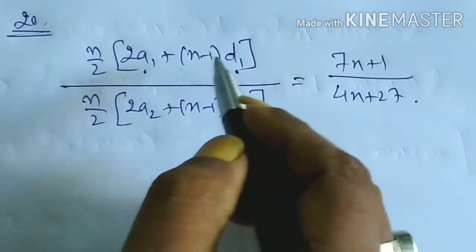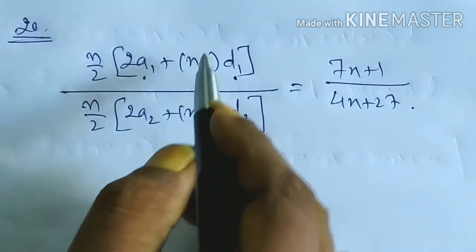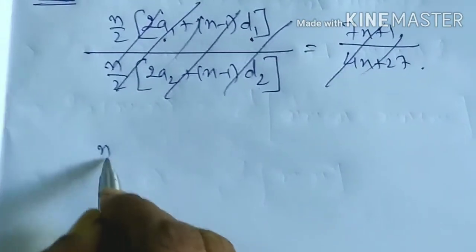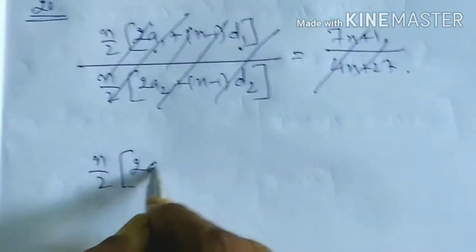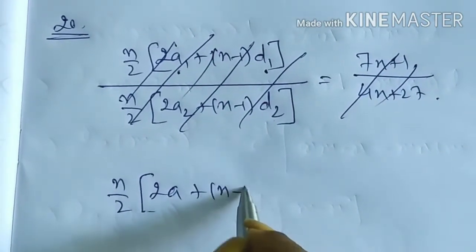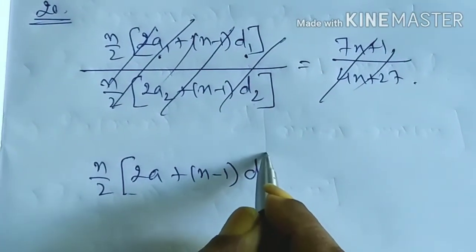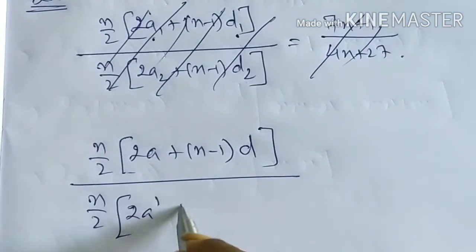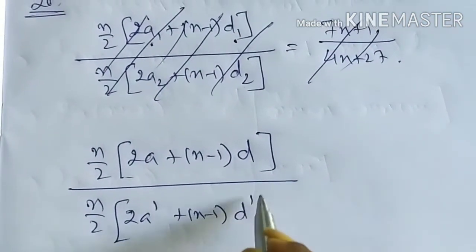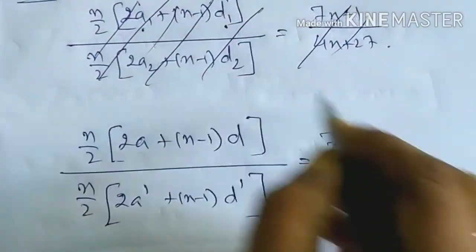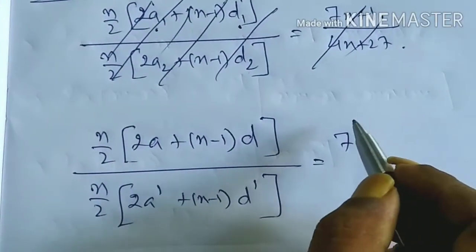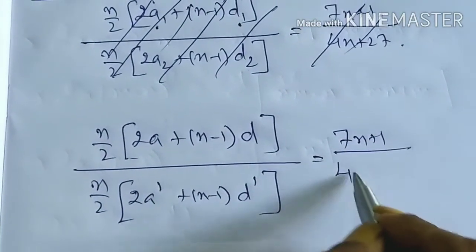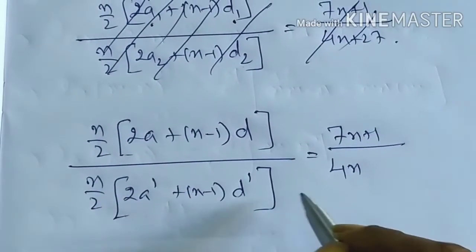Let me do it like this. It will be much better, because a2 represents the second term and it will be confusing for you. Let me write n by 2 into 2a plus n minus 1 d, by n by 2 into 2a dash plus n minus 1 d dash. This will be much better, because we represent a2 as the second term and a1 as the first term. This will create confusion for you. So in order to remove the confusion, I have taken a and d, a dash and d dash.